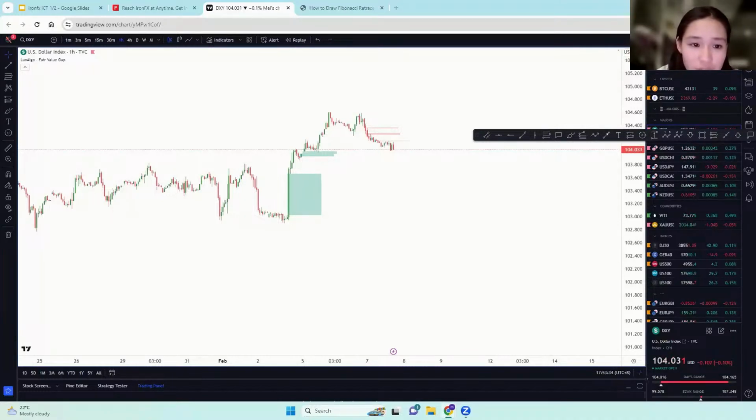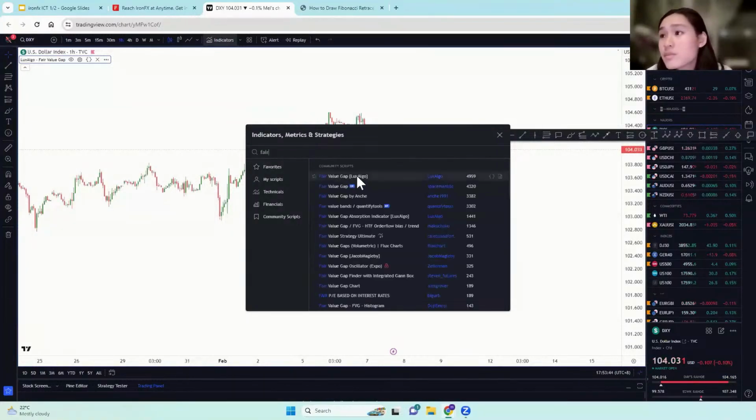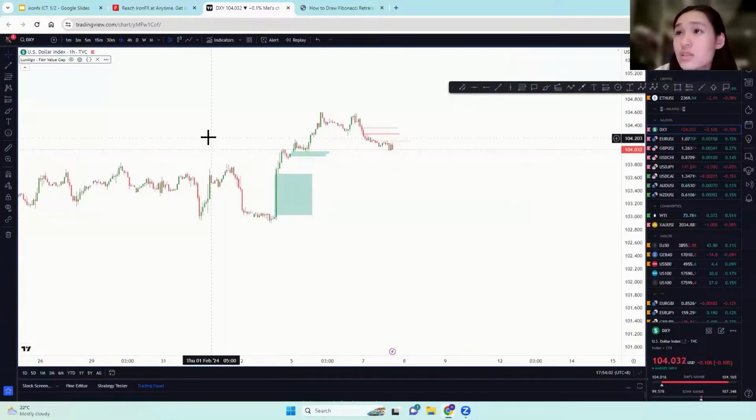So the one that we use is the Lux Algo one. This one here. This automatically helps you to find FVG on any time frame, and it will help you to highlight the level as well.